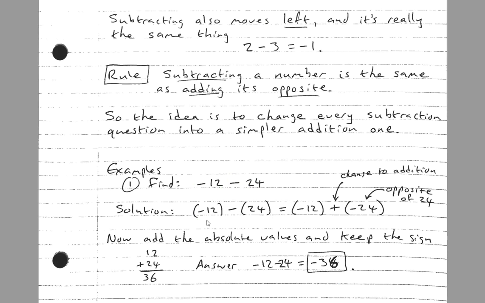And you see what happened here. The first number didn't change, that negative 12 stayed the same. This subtraction changed into an addition, and this 24 changed into its opposite. So it's this keep-change idea, but I prefer if you remember this rule: subtracting is the same as adding the opposite. So subtraction gets changed to addition, and the second number changes to its opposite.